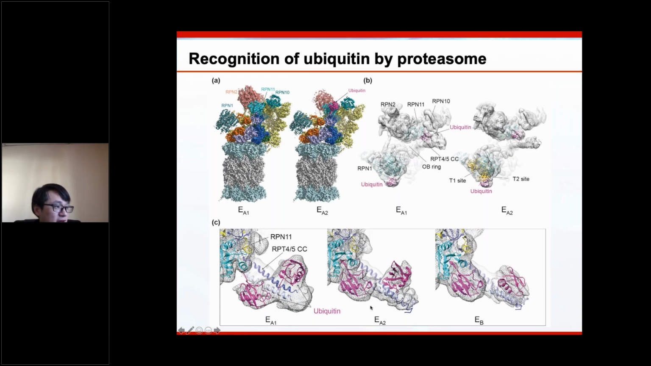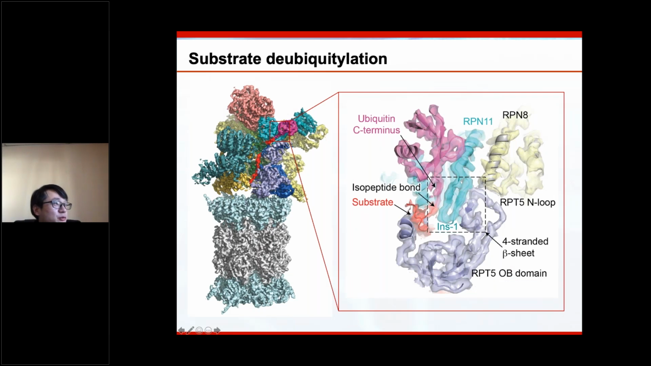One of the ubiquitins moves close to RPN11 in the EA2 state, and it's even more tightly inserted in the EB state to prepare the ubiquitin for deubiquitination. So if we rotate the whole structure by almost 90 degrees and magnify the local structure where the isopeptide bond sits, you can really see the isopeptide bond is well linked between the substrate and the ubiquitin C terminus.